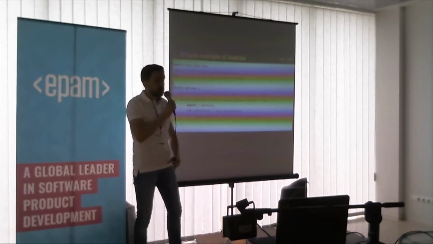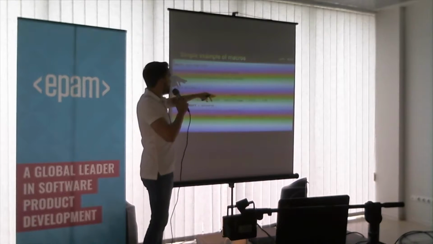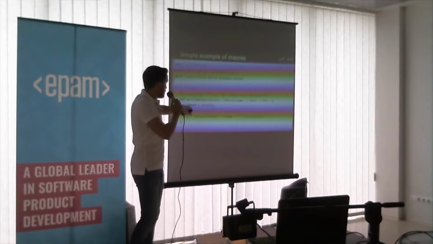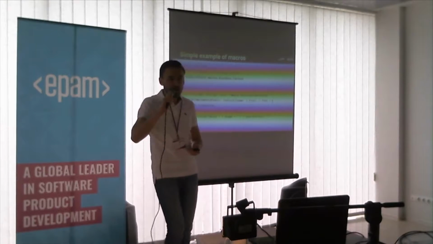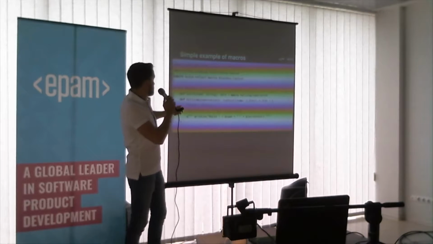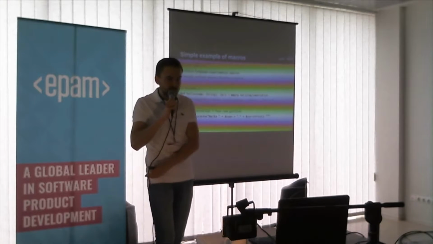But what is this macro keyword? The macro keyword is how you select the implementation of your macro. So the real implementation is here. This is hello implementation, the implementation of our macro. Let's focus a bit on this. It takes two sets of arguments. The first one is context. The second one is a mysterious tree. And this implementation also returns a tree, whatever this tree is.